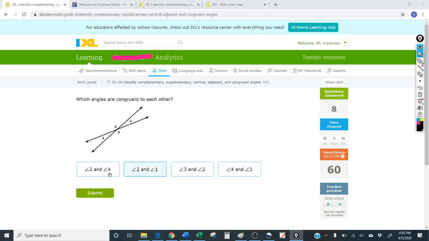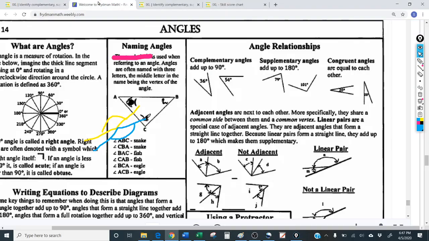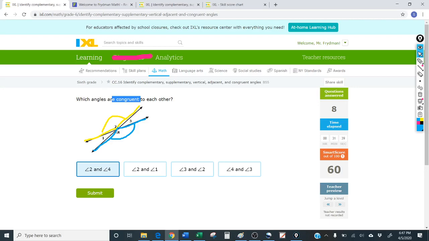Anyway, let's try, what about angles 2 and 4? So here's angle 2. And here is angle 4. Well, those angles kind of look like they are congruent. Do we remember what congruent means? Congruent means that angles are equal to each other. So these angles, they do kind of look like they're equal to each other. Are they actually equal to each other?